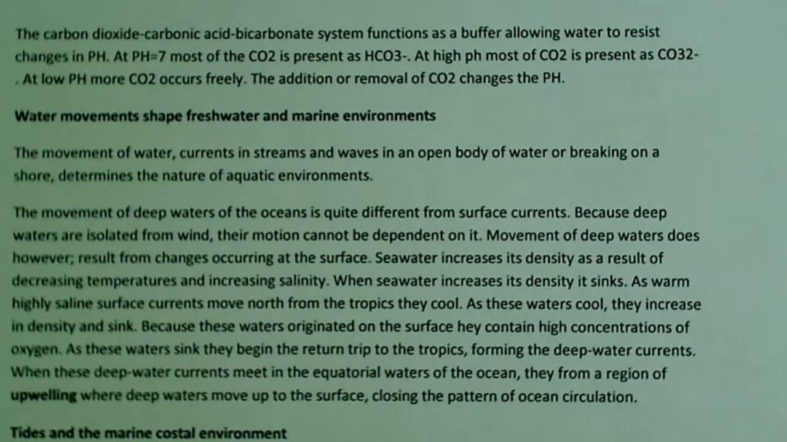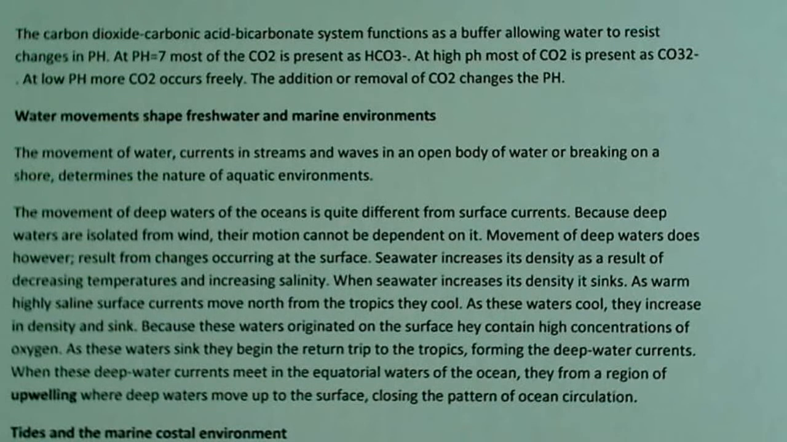So seawater increases its density as a result of decreasing temperatures and increasing salinity. When seawater increases its density, it sinks. So as warm, highly saline surface currents move north from the tropics, they cool. And as these waters cool, they increase in density and sink.